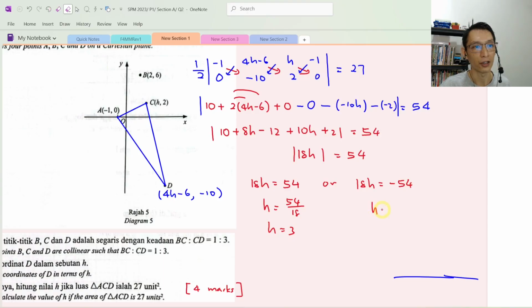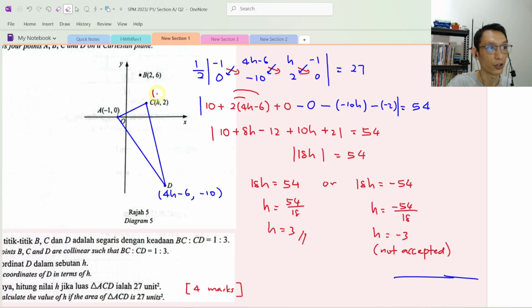So how about this one? h is equal to -54 divided by 18. h is equal to -3. So which one is correct? When we look at the diagram, we know that h is actually positive, right? h is actually positive. So this one is not accepted. h is equal to 3. So it means that the coordinates of this point are (3, 2). So how about this one? 4 times 3, you will get 12. 12 plus 6, you will get 18. Okay.